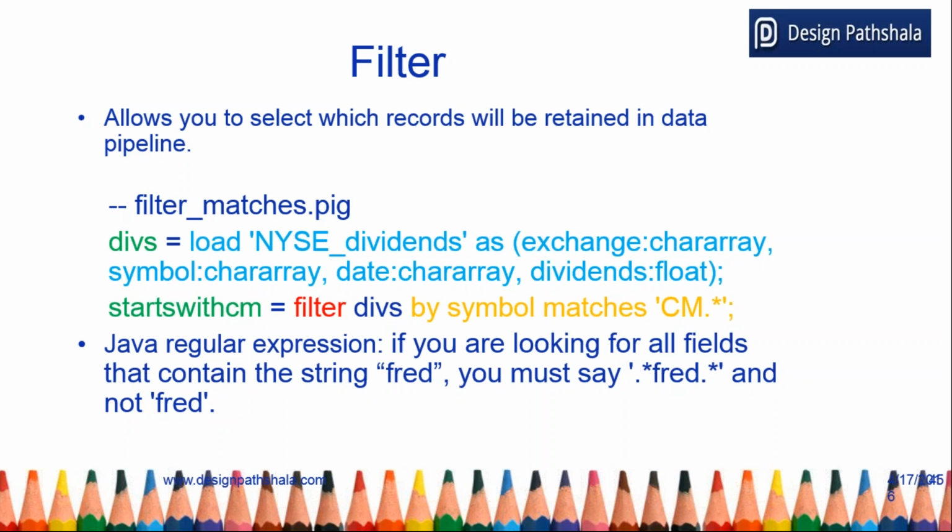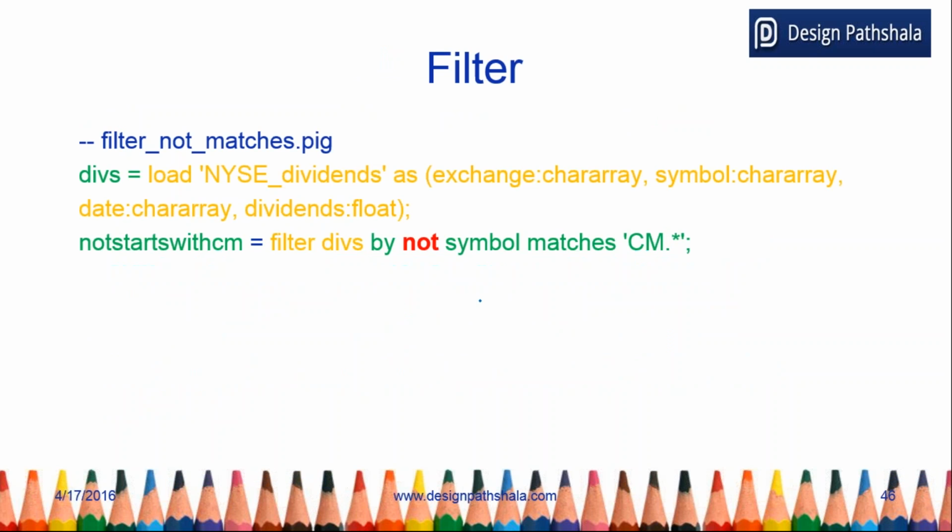Filter is to filter your data set. So filter divs by symbol not matches. So this is the regex I gave over here. So that will filter the things. Not will basically invert the condition.